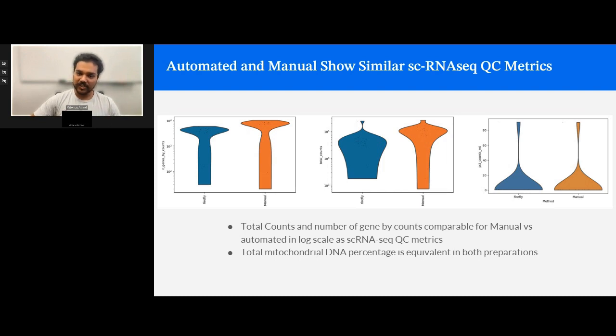So after the samples were sequenced, we first wanted to check whether the libraries pass the single-cell RNA-seq QC metrics. The first thing we wanted to check was whether the amount of mitochondrial DNA that is coming through is the same in both types of sample preps. From the violin plot on the right-hand side, you can say that the amount of mitochondrial DNA that's coming through is about the same. Both total counts for the sample and number of genes by counts are presented in a log scale. The total counts for the samples are in the same order of magnitude between the manual and the automated preparations. Similarly, the number of genes by count metric also shows similar values between the manual and the automated libraries.